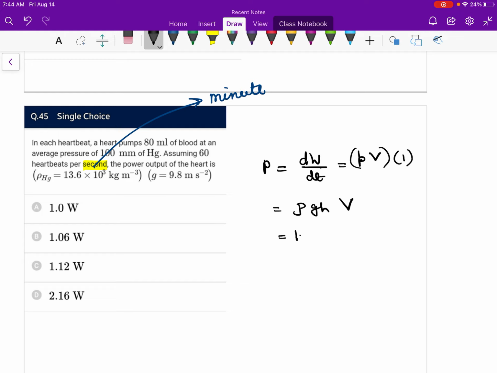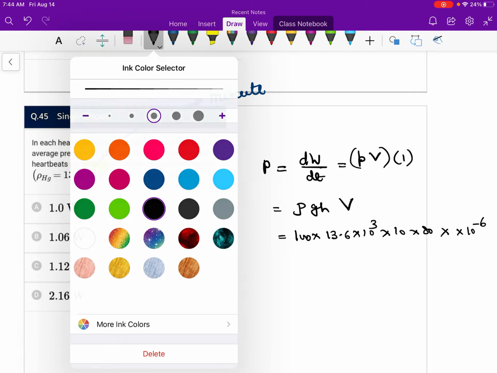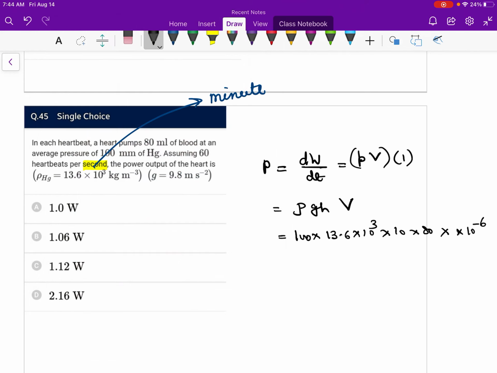Now the pressure is 100 mm of Hg, so 100 into 13.6 into 10 to the power 3, g is 10, h is 100 mm, and V, which is 80 ml. ml is 10 to the power minus 6, so 80 into 10 to the power minus 6. So 10 to the power 3, 10 to the power minus 6, and 80 into 13.6.